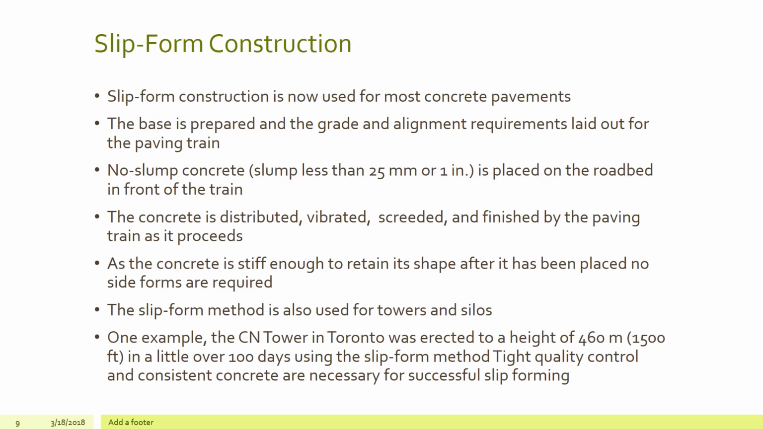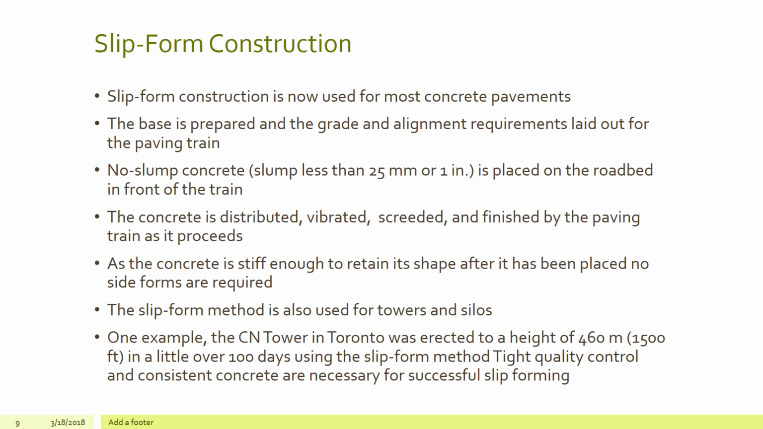Slip form construction is now used for most concrete pavements. The base is prepared and the grade and alignment requirements laid out for the paving train. No slump concrete, slump less than an inch, is placed on the roadbed in front of the train. The concrete is distributed, vibrated, screeded, and finished by the paving train as it proceeds. As the concrete is stiff enough to retain its shape after it has been placed, no side forms are required.